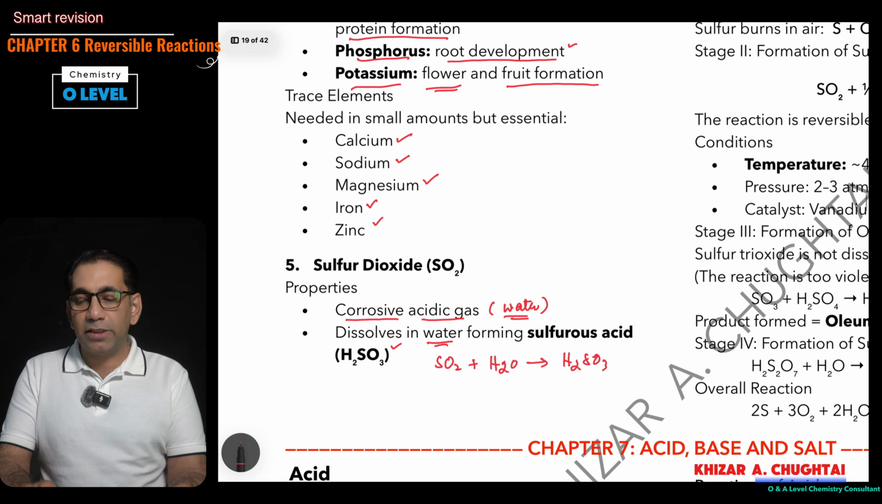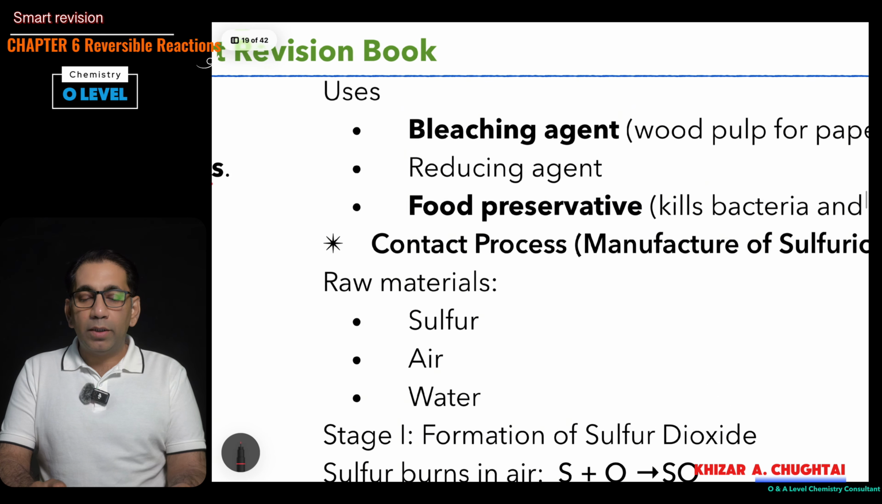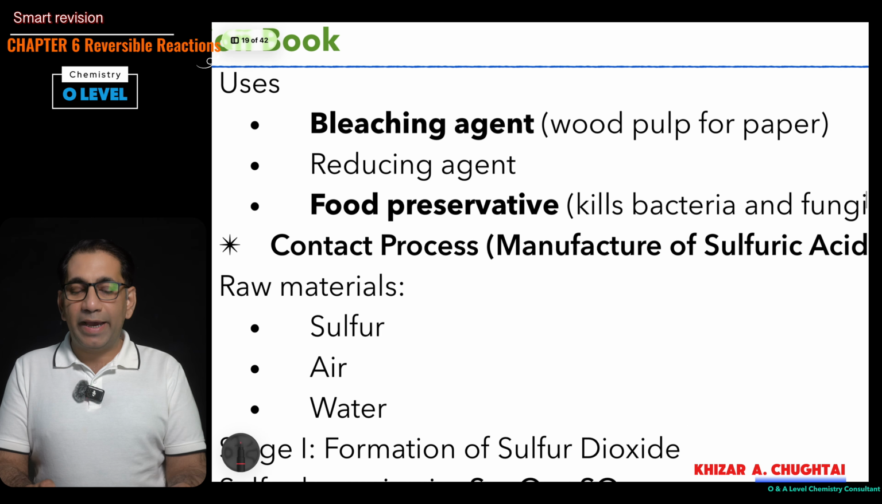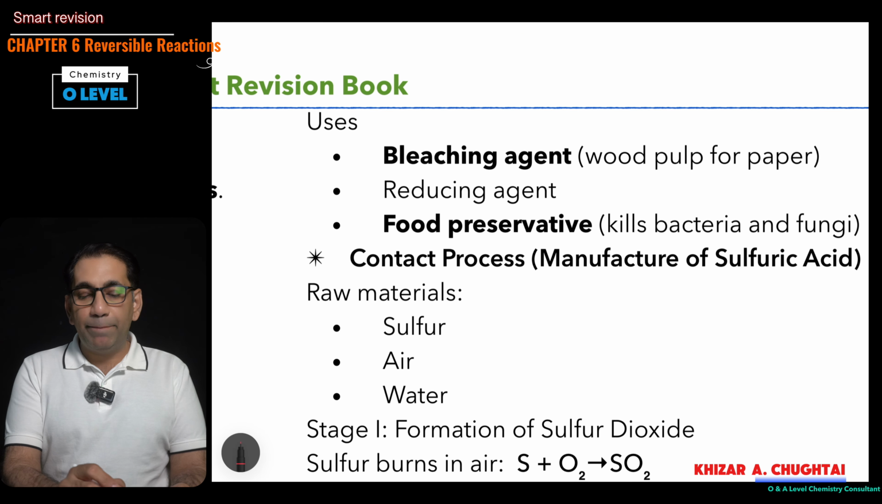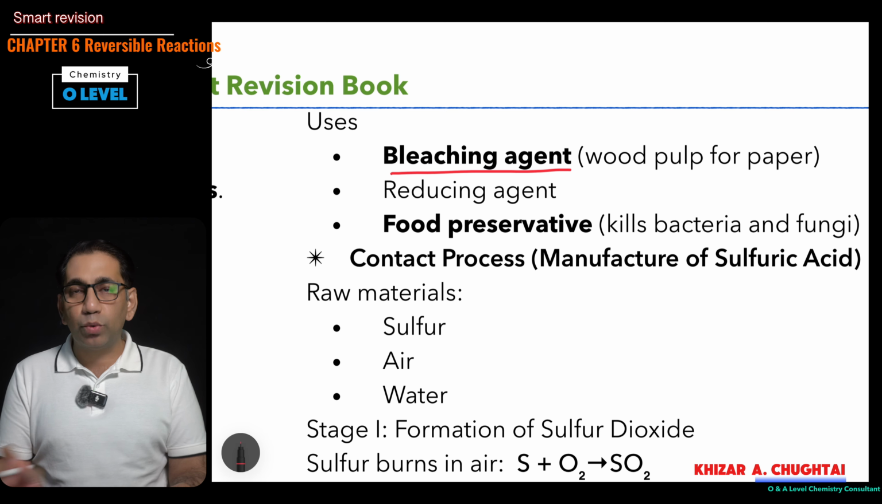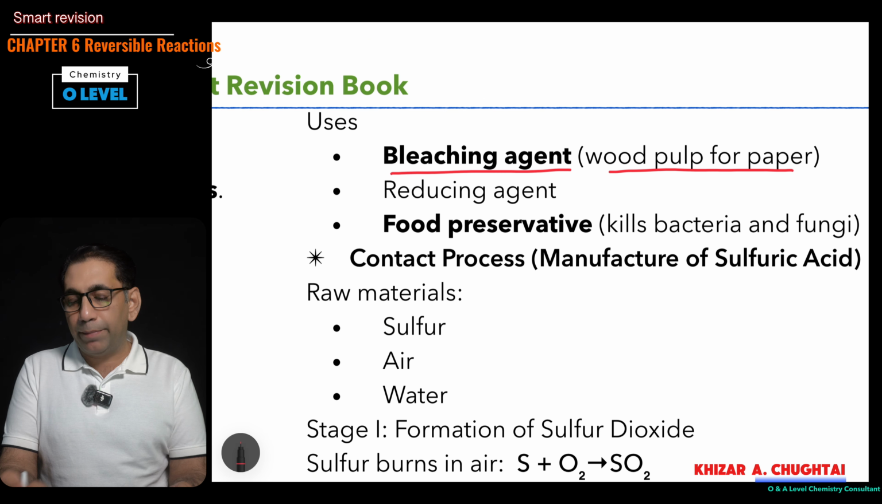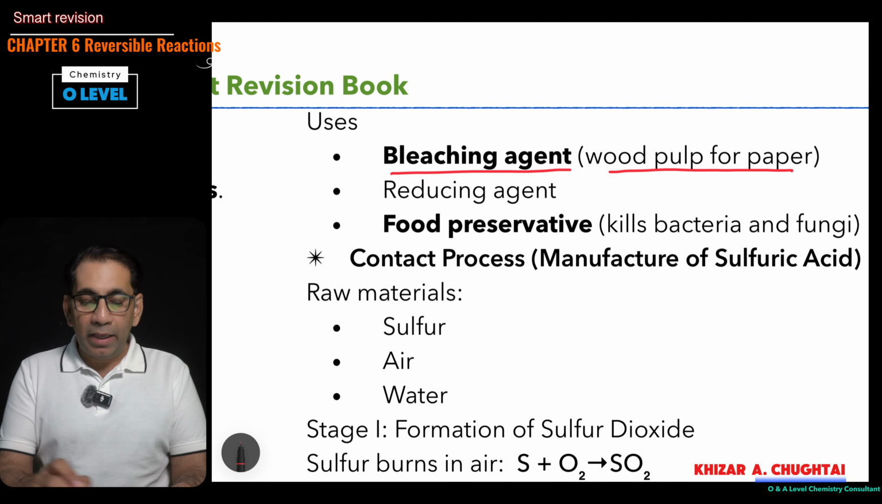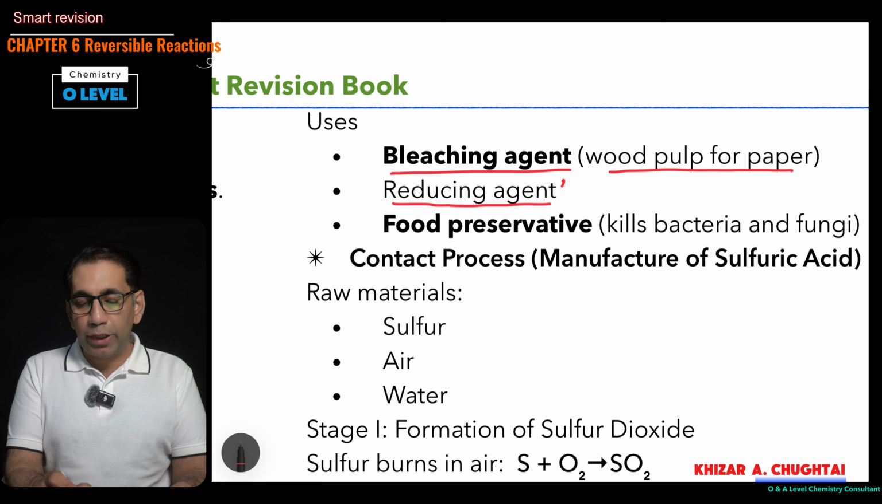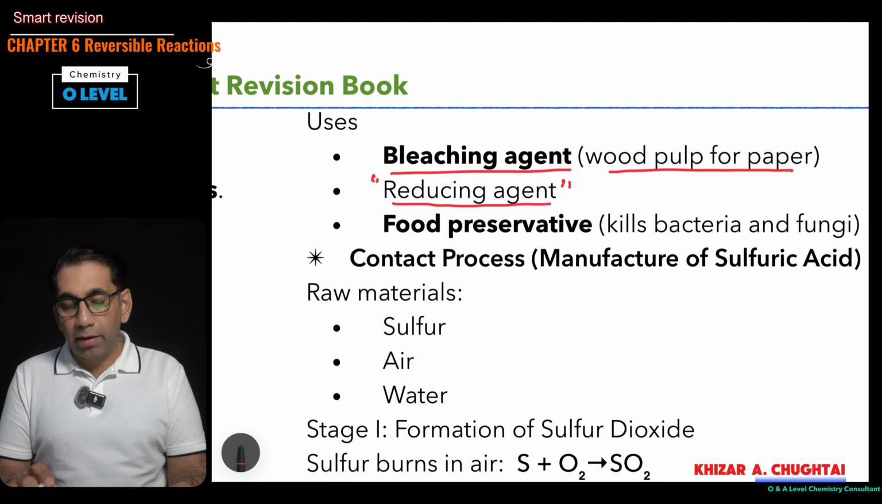Sulfurous acid is supposed to be formed. The basic use of SO2 gas is as a bleaching agent. SO2 gas is used as a bleaching agent, especially for the wood pulp that is going to make the paper. The second function is that it acts as a reducing agent.